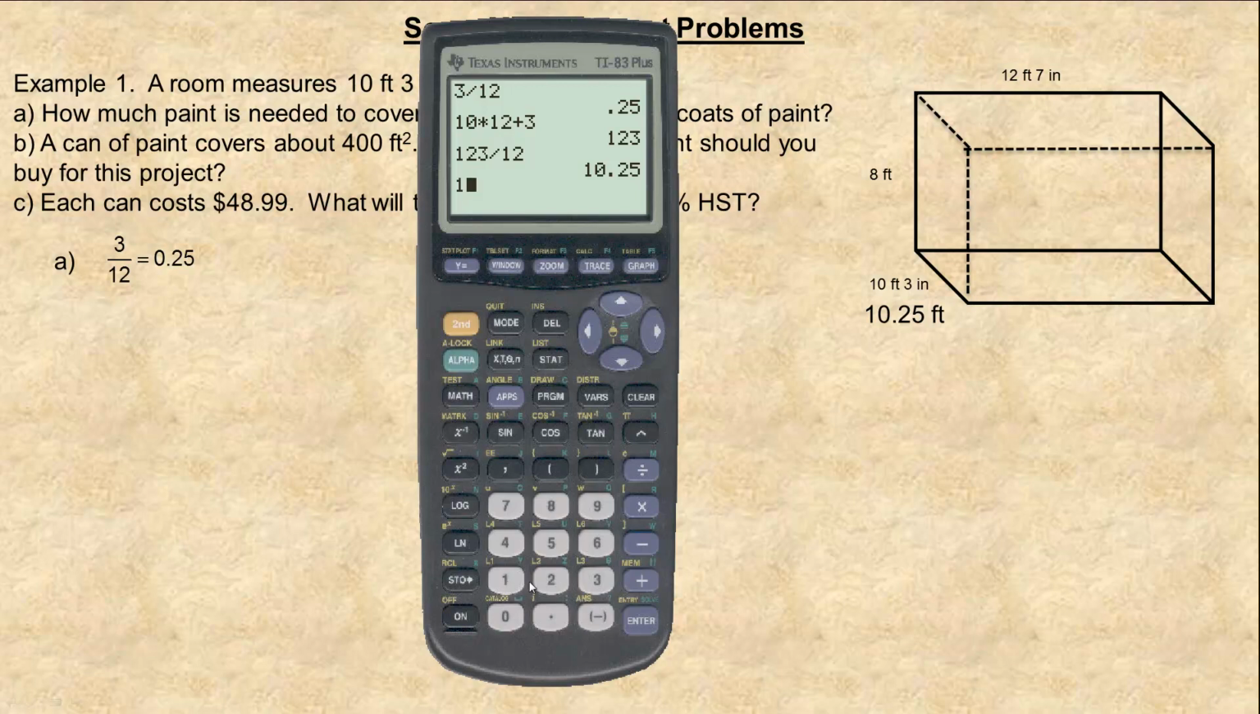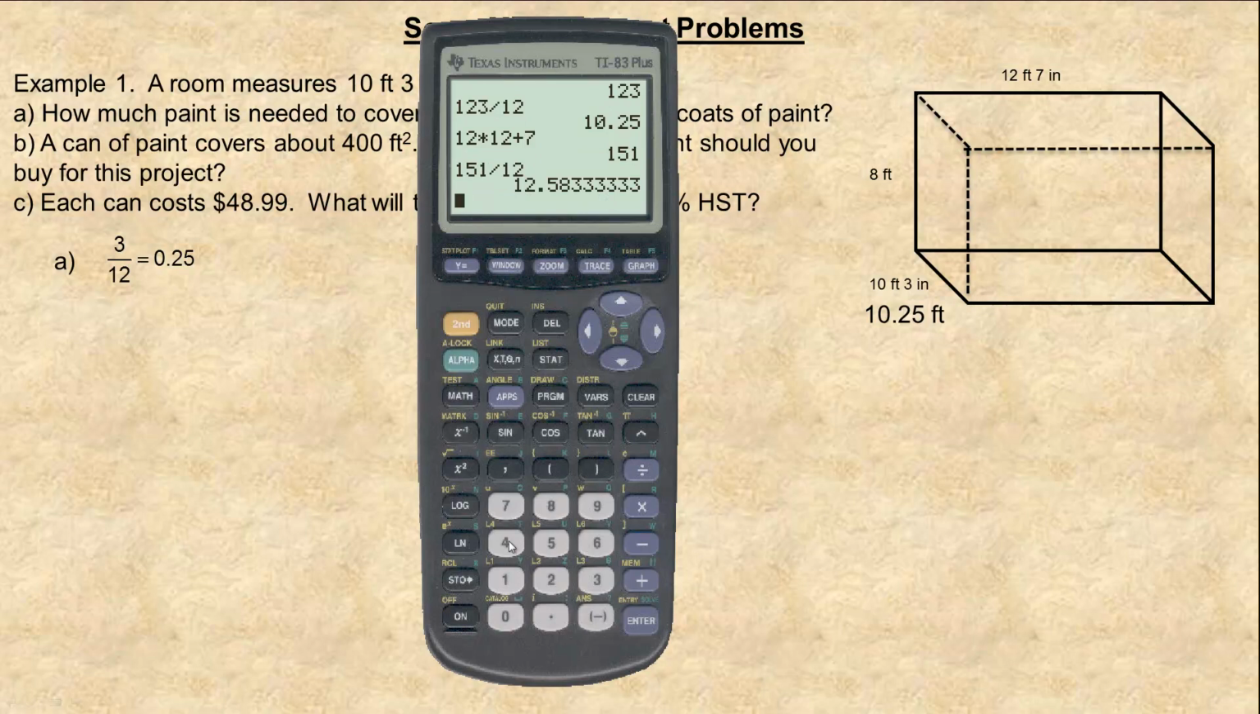We could do the same thing up here. We could go 12 feet times 12 inches in a foot plus the 7. So that's 151 inches along there. So 151 divided by 12. So this is about 12.58.